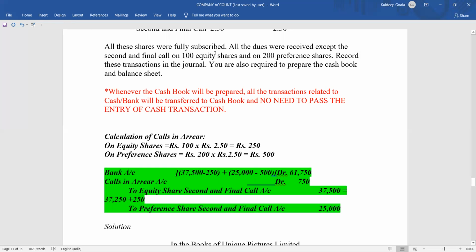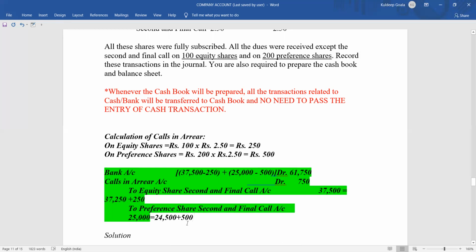Okay. And in case of preference shares, the amount is 25,000, right? So out of 25,000, 24,500 you have received, because in case of preference share, the arrear is 500. So in addition to that, the arrear is 500. Remember that this particular example will help you to understand the situation nicely.